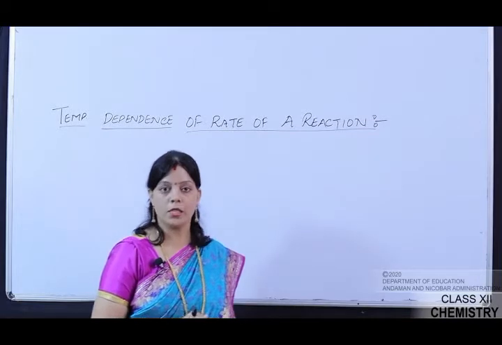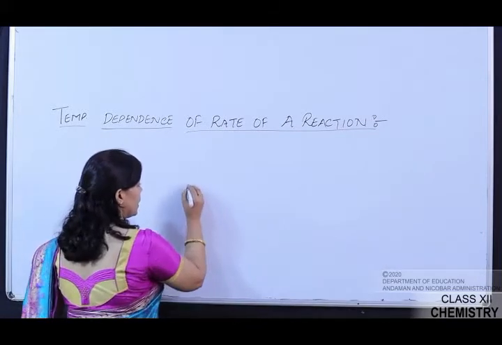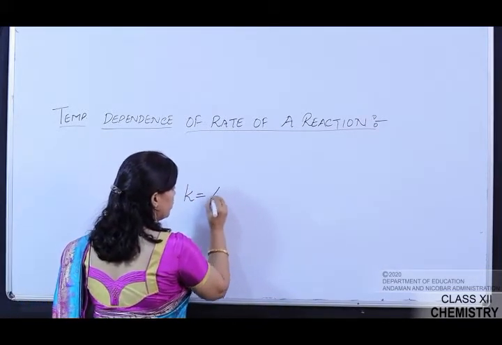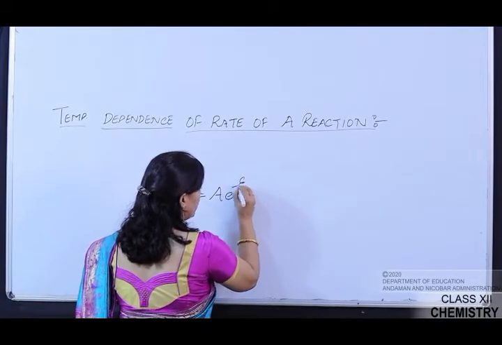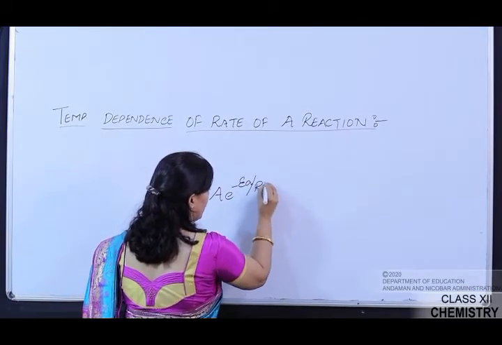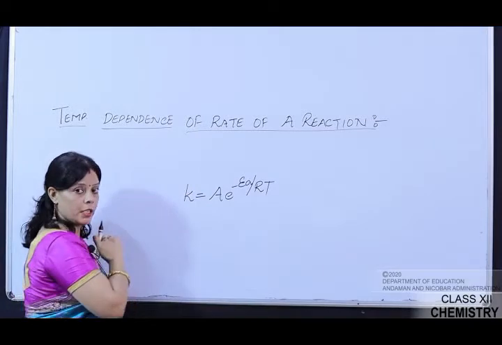so that the Arrhenius equation, which gives the relation between the temperature and the rate constant of a chemical reaction, is k, the rate constant, equals A e raised to power minus Ea by RT. Okay, this is the Arrhenius equation.